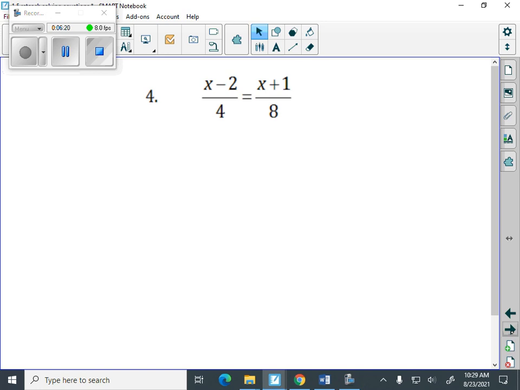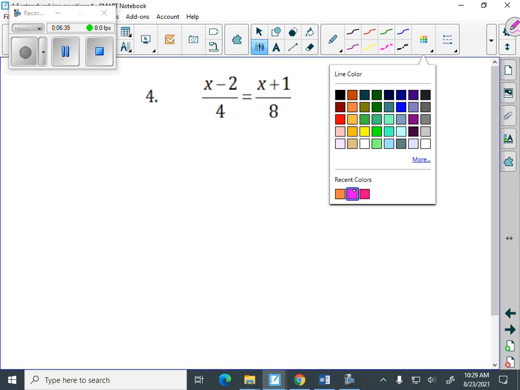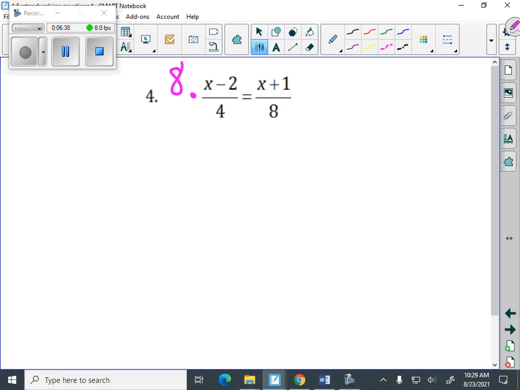But is there a smaller value? And what we can ask ourselves is, will 4 go into 8 evenly? And it does. And because it does, what we can then do is we can multiply this side of the equation by 8 and this side of the equation by 8. Again, if you use 32, it's still going to work. It'll be a little bit more work, but this will still get you through where you need to go.